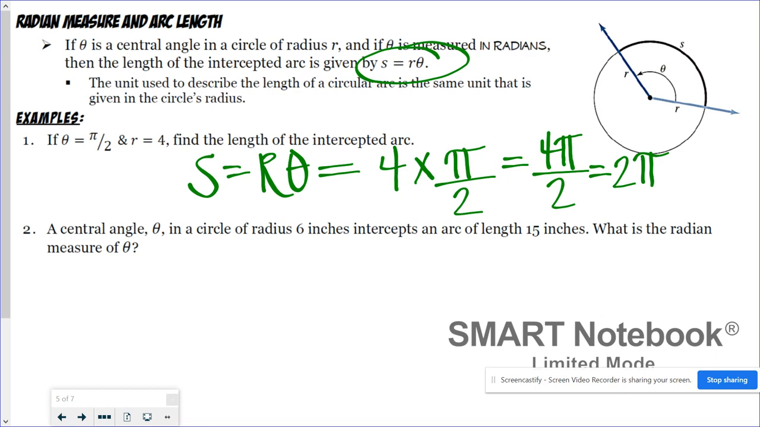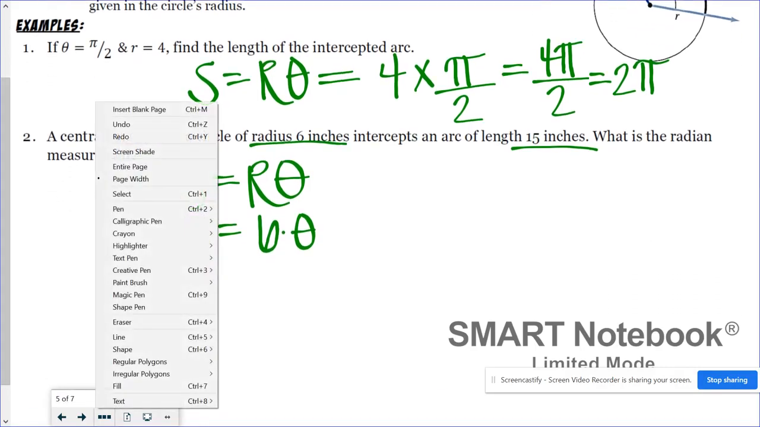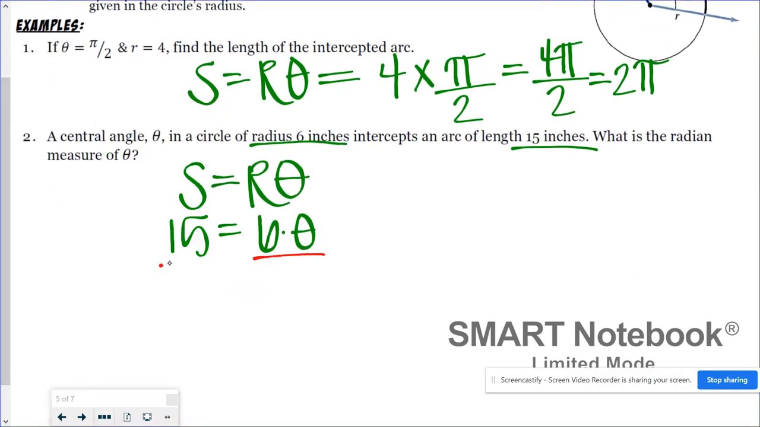Problem 2 says a central angle theta in a circle of radius 6 inches intercepts an arc of length 15 inches. What is the radian measure? So I start with my formula. S for arc length is equal to r, the radius, times theta. And I write in what I know. Well, I know the arc length is 15, and I know the radius is 6. So in order for me to solve this for theta, I simply need to divide both sides by 6. And so 15 divided by 6 is 2.5, and this is equal to theta. And yes, that is in radians.